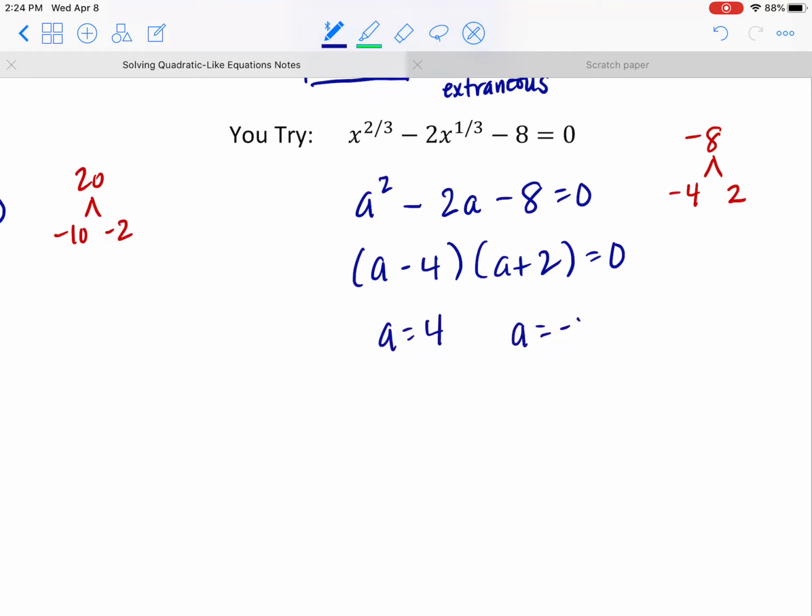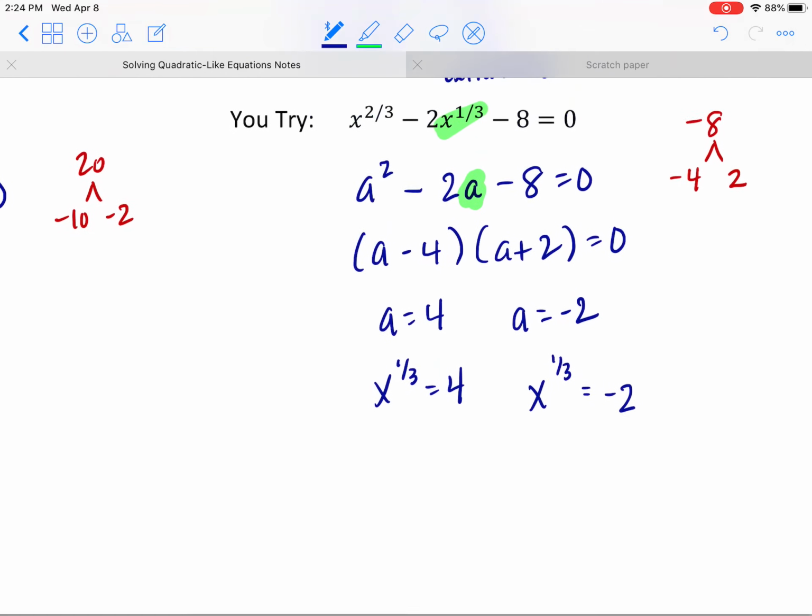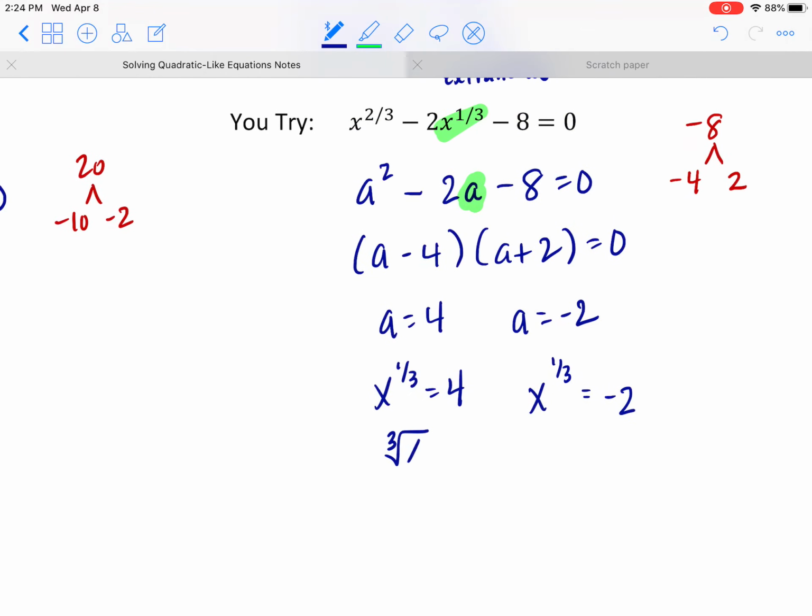Factors of negative 8 that make negative 2 would be negative 4 and 2. So this becomes a minus 4 and a plus 2. So that means a is going to equal 4 and a is going to equal negative 2. So if we were solving for a, we'd be done, but remember, we're not. We want to plug x back in to this situation. So a replaced x to the 1/3. So now it's time to replace a with x to the 1/3.